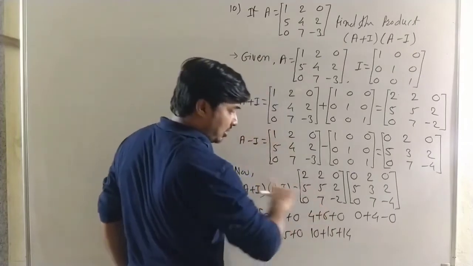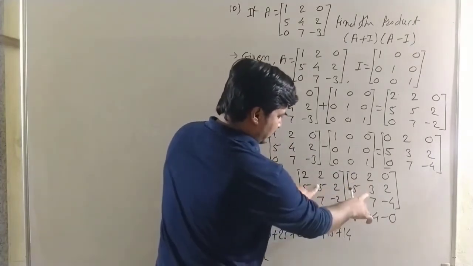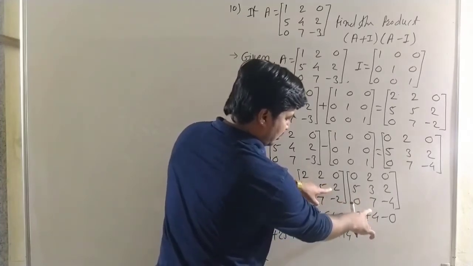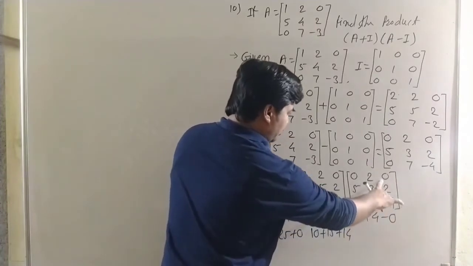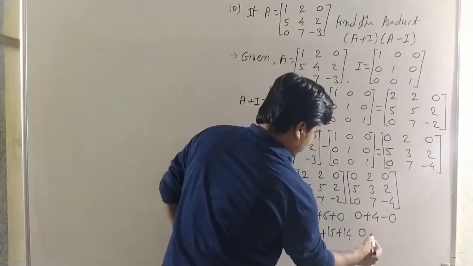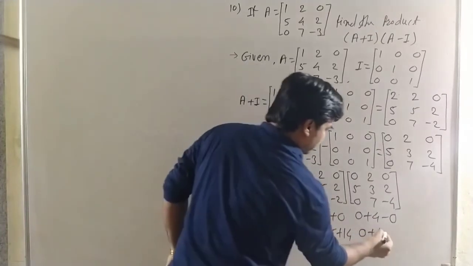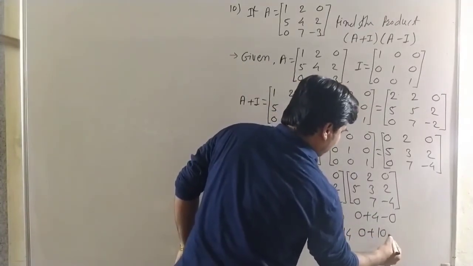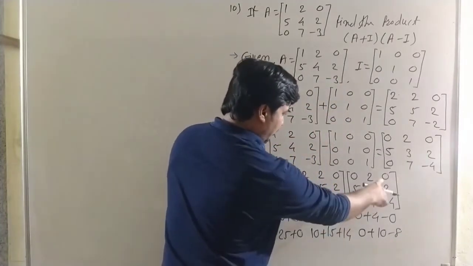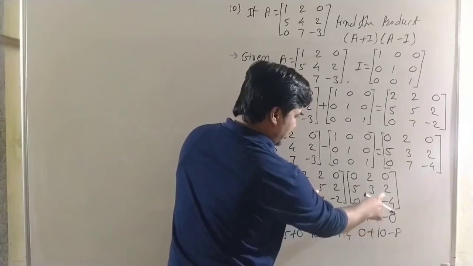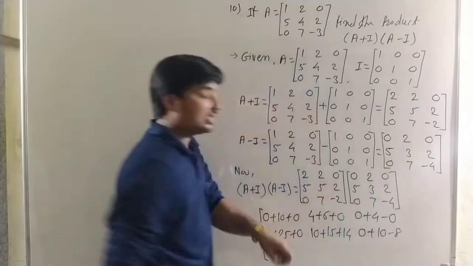See carefully, check all the calculations. 5 into 2 is 10, 5 into 3 is 15 and 2 into 7 is 14. Now second row, third column: 5 into 0 is 0, 5 into 2 is 10, and 2 into minus 4 is minus 8.